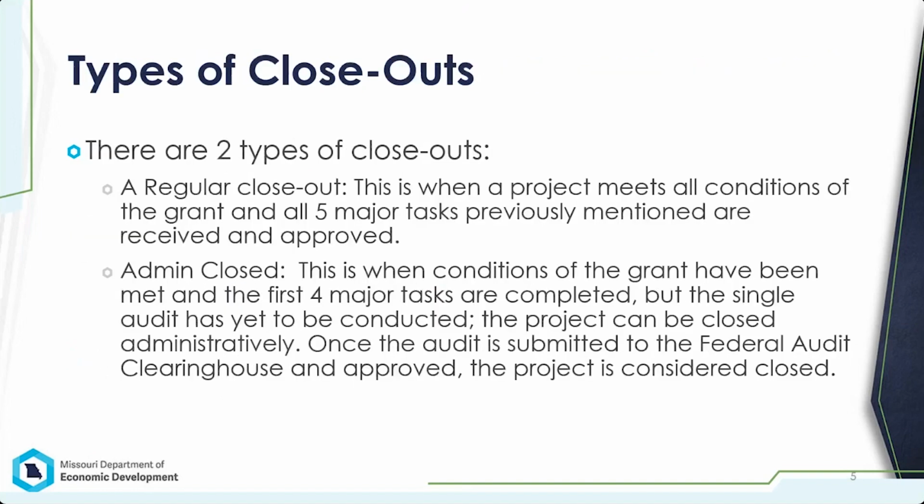There are two types of closeouts. We have what we call a regular closeout. This is when a project meets all conditions of the grant and all 5 major tasks, which we'll go over here in a moment, are received and approved. And then we have the admin close. This is when conditions of the grant have been met and the first 4 major tasks are completed, but the single audit has yet to be conducted. The project can be closed administratively. Once the audit is submitted to the Federal Audit Clearinghouse and approved, this project is considered closed.